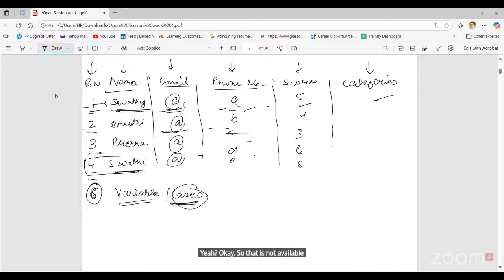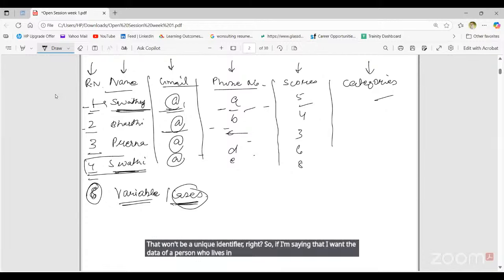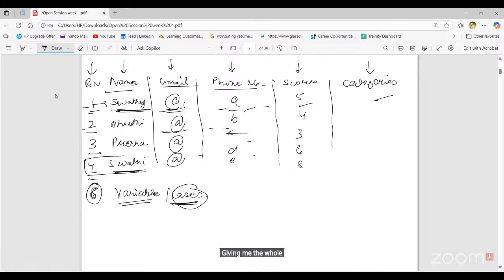Variable means that column should vary. All the units should vary. That's the difference. Then the unique identifier you were talking about would not be a unique identifier here, right? If I'm saying that I want the data of a person who lives in Chennai, you will be giving me the whole 50 data, right? Yes or no? Unique data means that I want a particular unit.